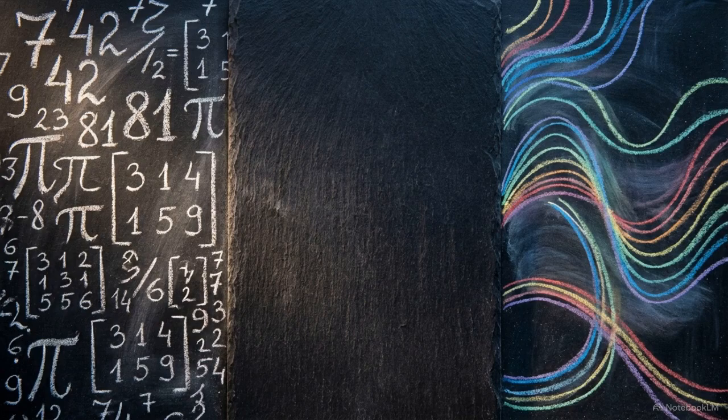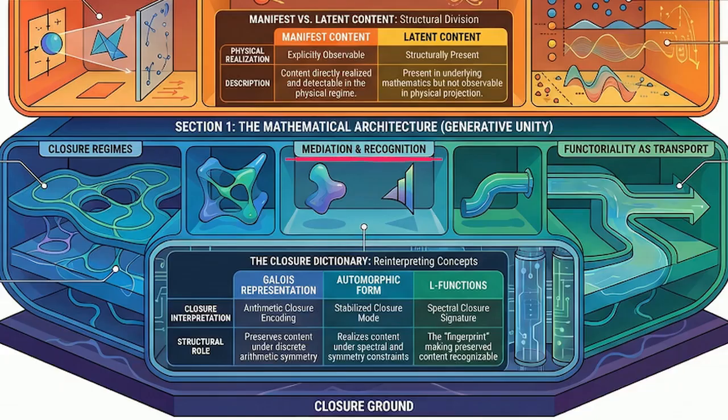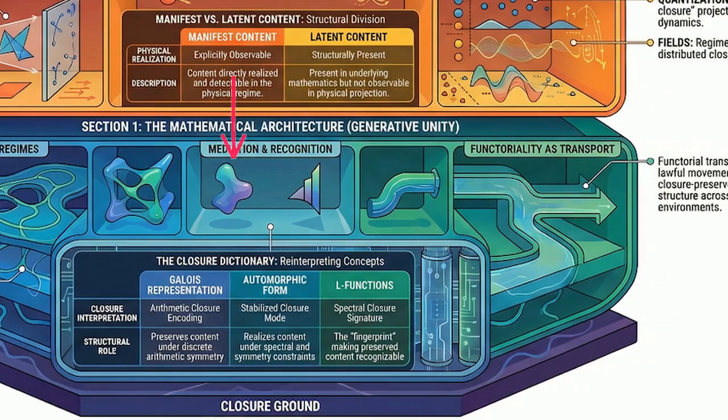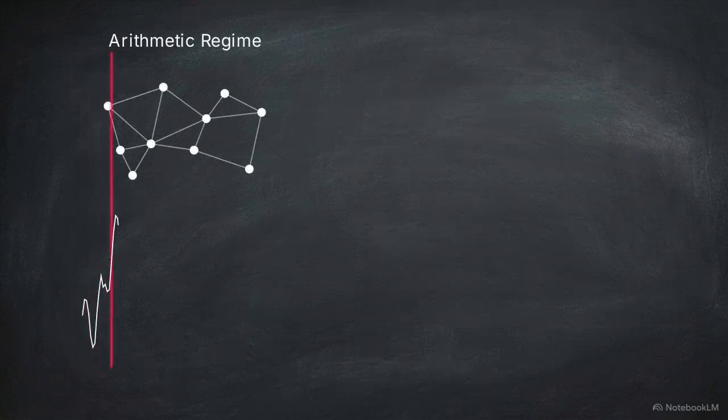If the languages of arithmetic and analysis are totally distinct, how is this equivalence rigorously proven? Representation theory provides the machinery for closure mediation. Representation acts as a transport vehicle. It externalizes abstract structural symmetries into operator-compatible forms, making the structure portable across regimes. Once the structure is moved, it must be identified.